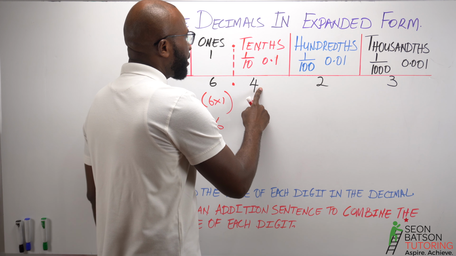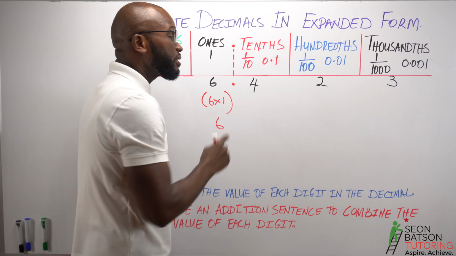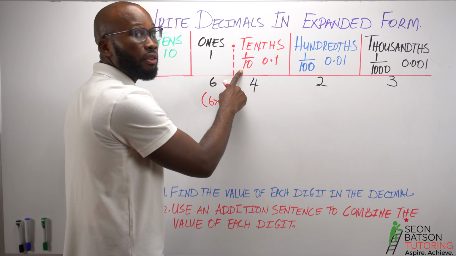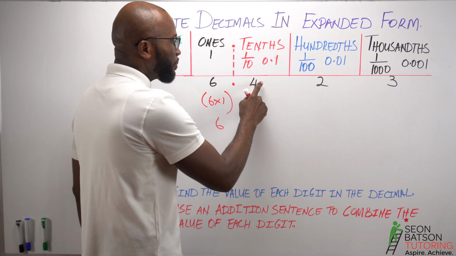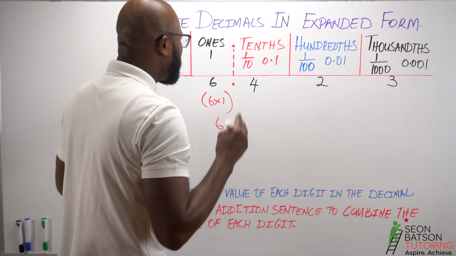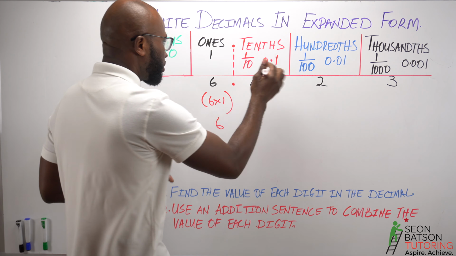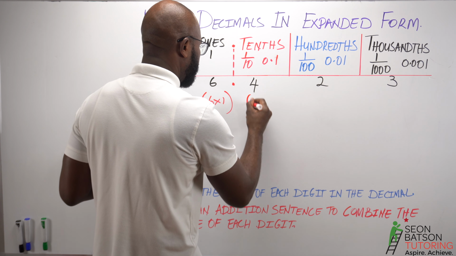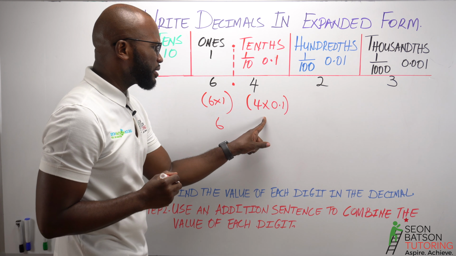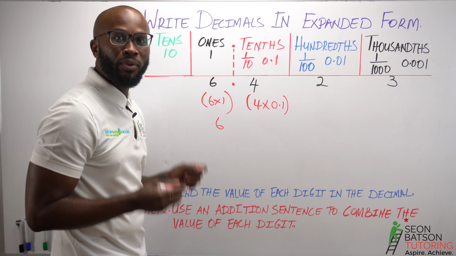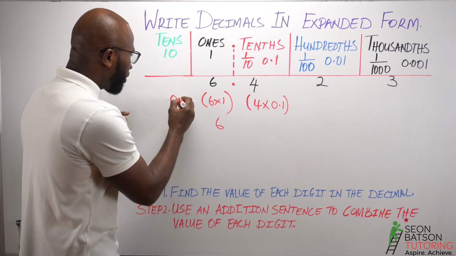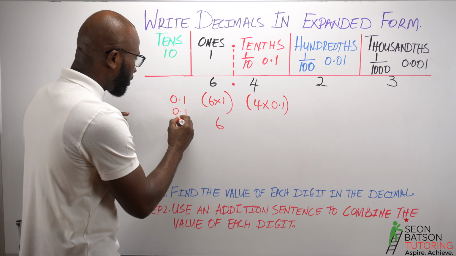Now, let's find the value of the 4. Since the 4 is in the tenths place, to find its value we can multiply 4 by the fraction 1/10, or by the decimal 0.1. Let's multiply by the decimal first. So we'll multiply 4 by 0.1. And what is 4 times 0.1 equal to? Remember, 4 times 0.1 simply means we have 4 0.1s, or 4 tenths.